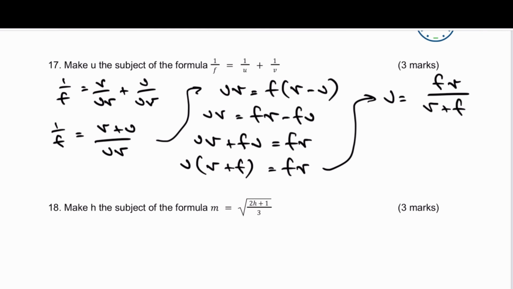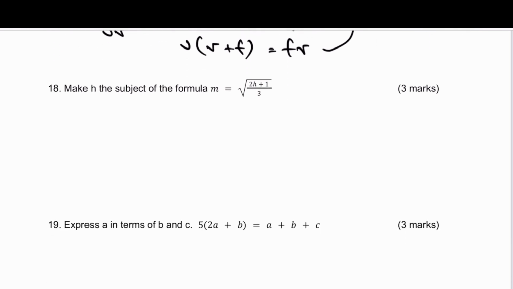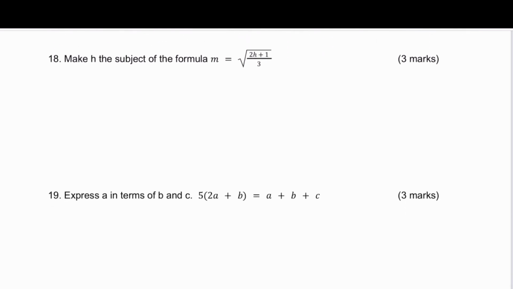So a little bit challenging there for you. Hopefully that's okay for you. All right, let's move on then to question number 18. Making h the subject of the formula. It's not too bad, this particular one, because effectively if I square both sides, I'm going to get m equals (2h plus 1) all over 3.